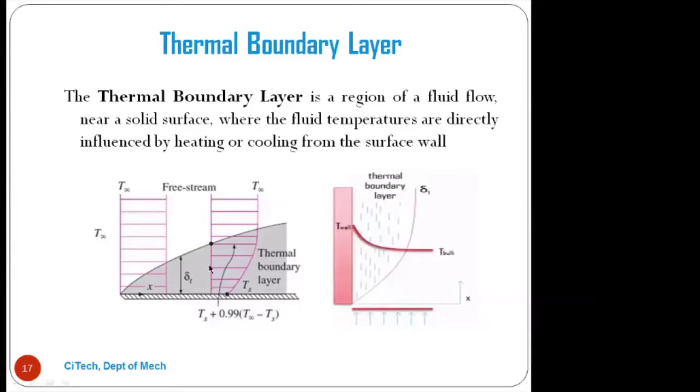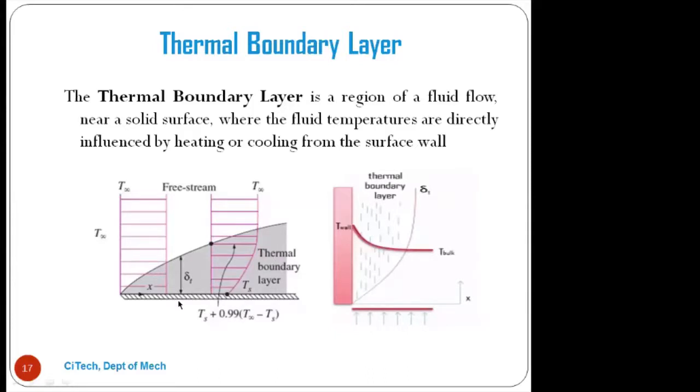As the distance moves vertically, the temperature of the fluid goes on changing. At the point where the temperature of the fluid reaches the free-stream temperature of the fluid, that distance from the surface is called the thermal boundary layer. Understand? As the length increases, the thermal boundary layer also increases.